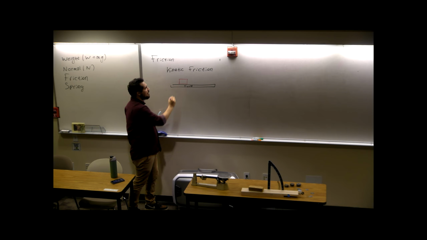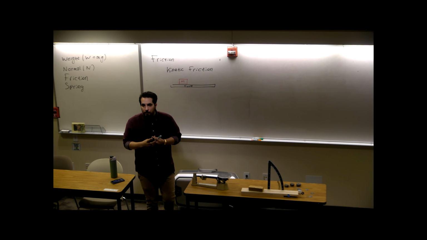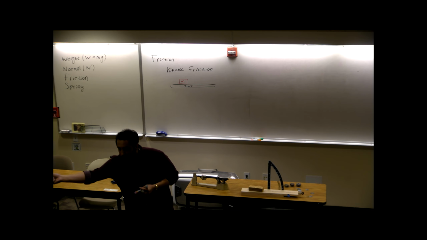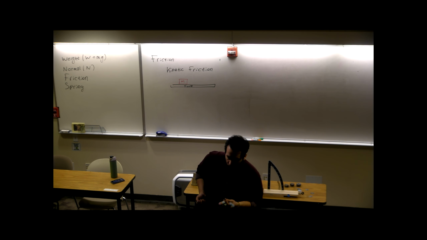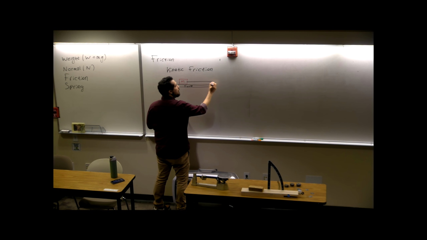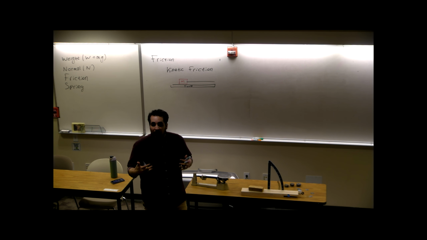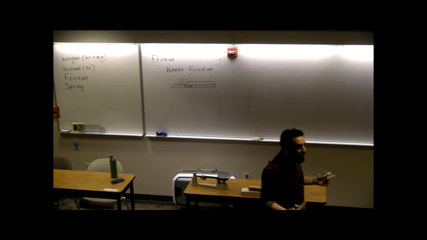The block has some mass m. With this block m, we are going to pull it horizontally with a rope. We pull it horizontally with a rope to the side. We ask, what are the interactions going on here?